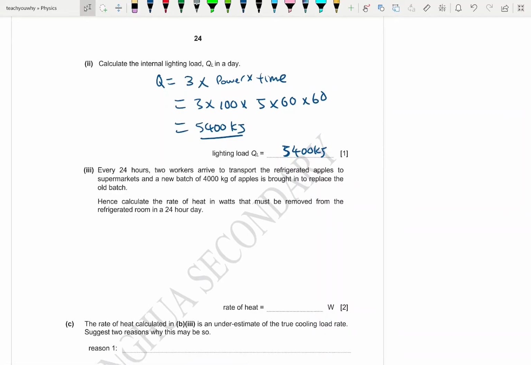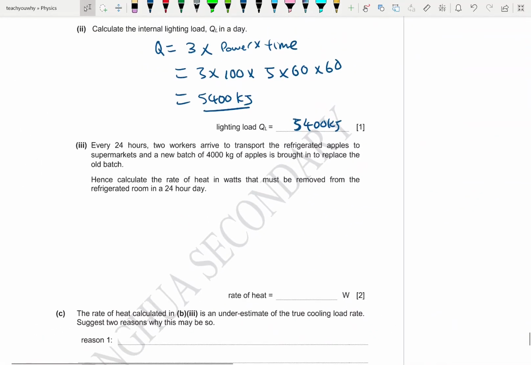Right. Every 24 hours, 2 workers arrive to transport the refrigerated apples to the supermarket, and a new batch of 4,000 kg of apples is brought in to replace the old batch. Hence, calculate the heat in watts that must be removed from the refrigerated room in a 24 hour day. So in total, how much energy must be removed from the room?